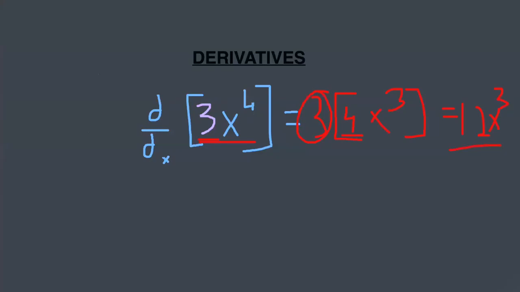So all we do if there's a coefficient is we keep it aside until we find the derivative of the exponent, and then we multiply both of the coefficients together to get the answer.